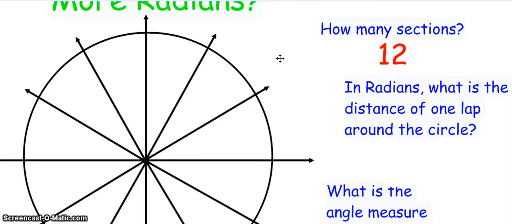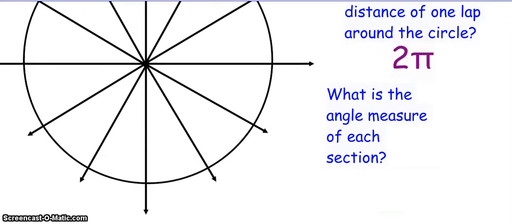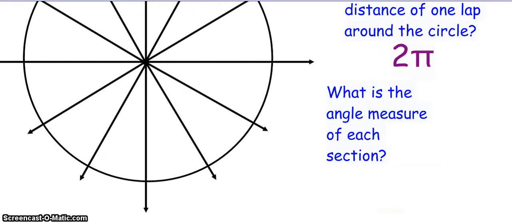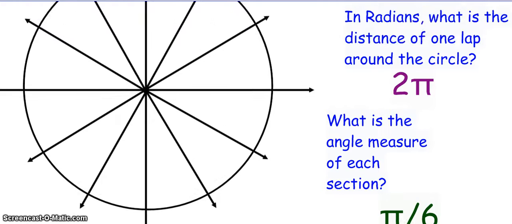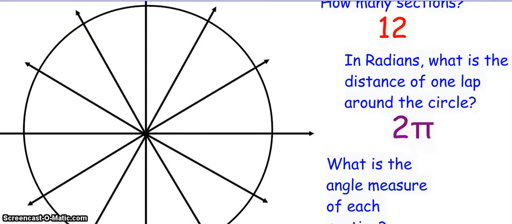Excellent. Next question, radians. What is the distance of one lap around the circle or one revolution? We know that that is 2 pi. So, big million dollar question. Not really. What is the angle measure of each section then? If the total angle measure is 2 pi for one time around, and I have 12 total sections, what do I get? I get pi over 6 because 2 pi divided by 12 is pi over 6. Very good. So, let's begin to label these.